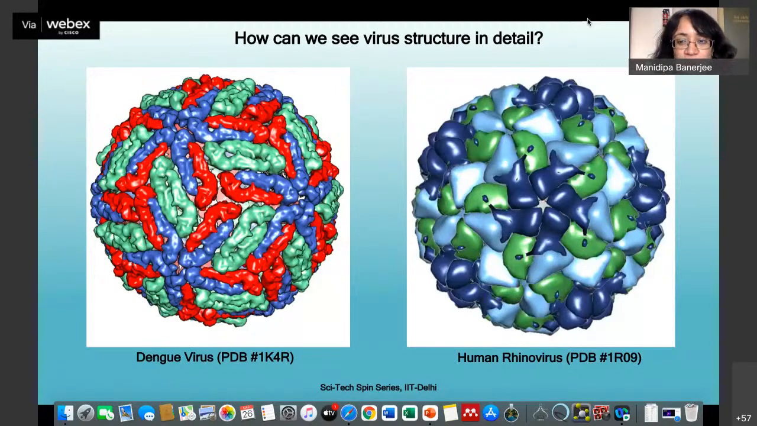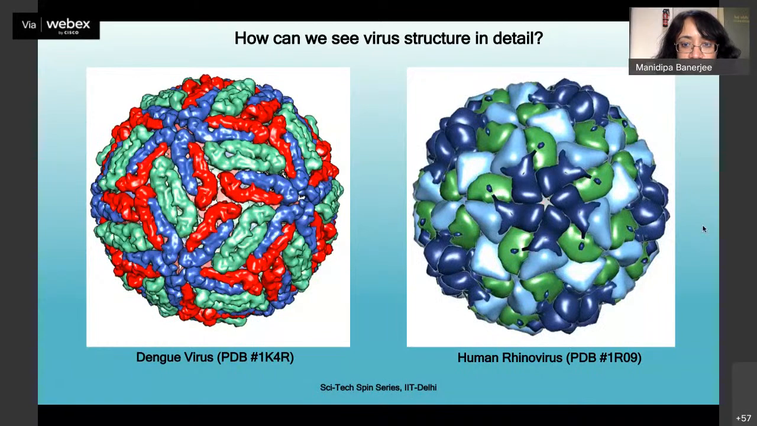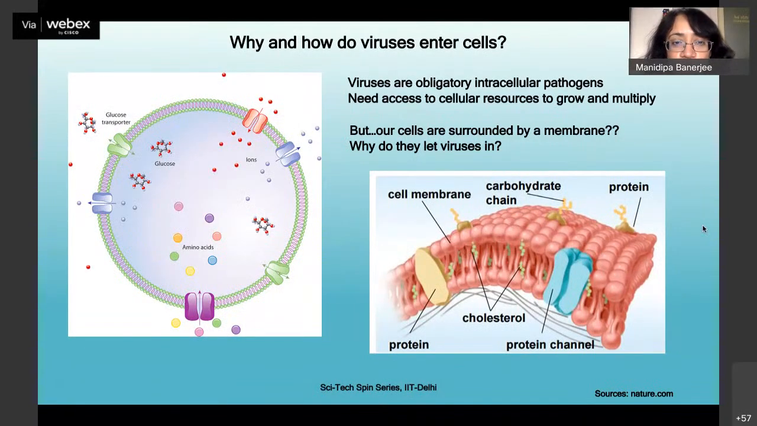All right. So now that we have some idea what viruses look like, let's move on and see what they do. So we come to the next part, which is why and how viruses enter cells. The why, I think, is clear. They require cellular resources to multiply, and unless they multiply and make many baby viruses, obviously the infection does not proceed. But how do our cells allow them to enter?